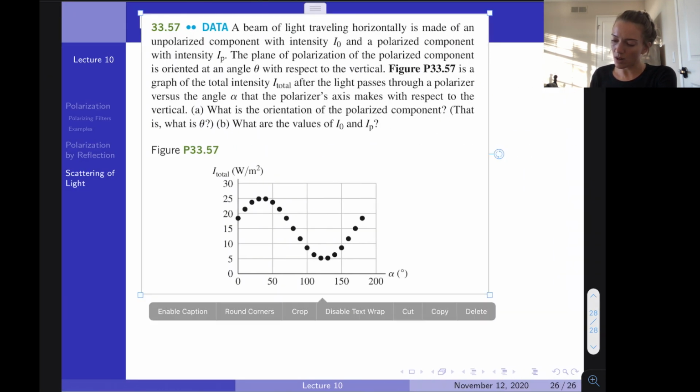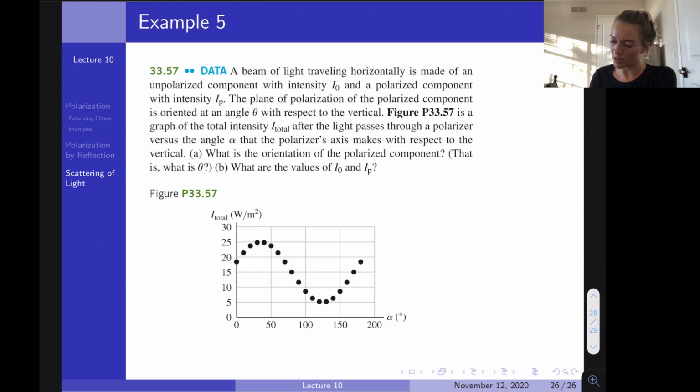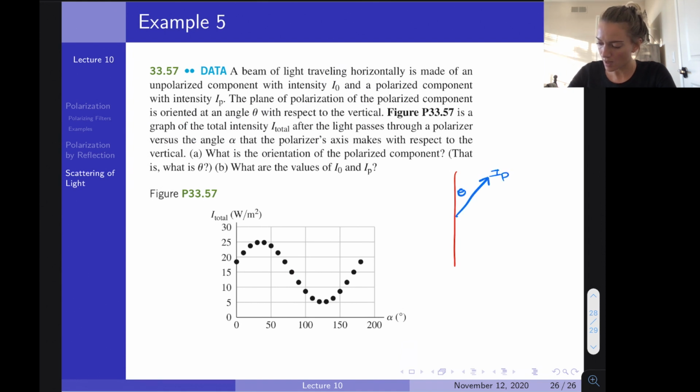Okay, now let's do one more slightly challenging problem. This one is, I think, a much more reasonable challenge problem, so something like this could turn up on the midterm. Here we have a beam of light traveling horizontally, made of an unpolarized component with intensity I0 and a polarized component with intensity IP. The plane of polarization of the polarized component is oriented at an angle theta with respect to the vertical. So we have some vertical here, and our polarized component IP is making some angle theta with that.